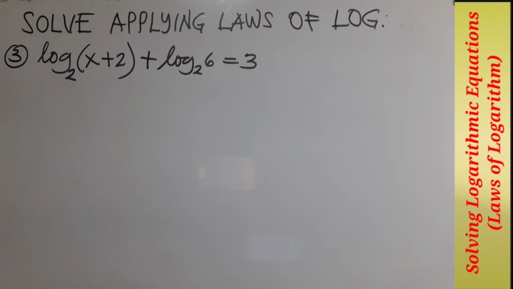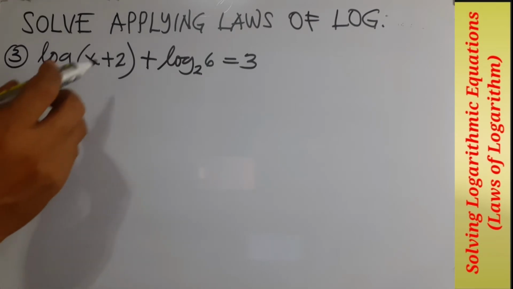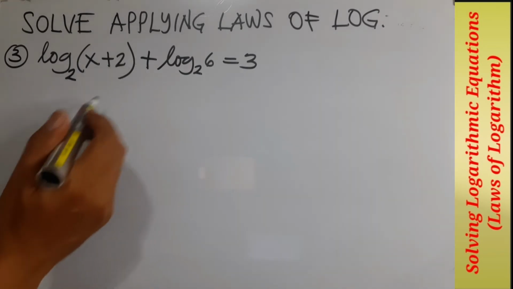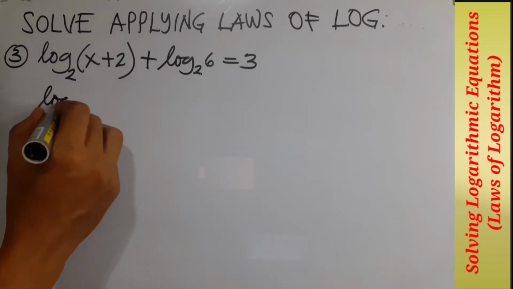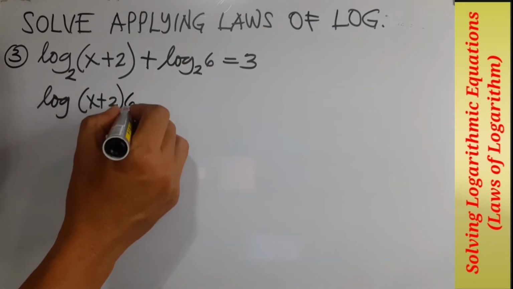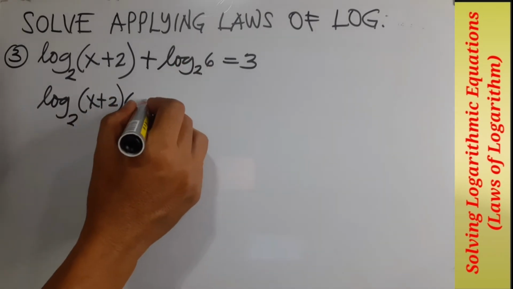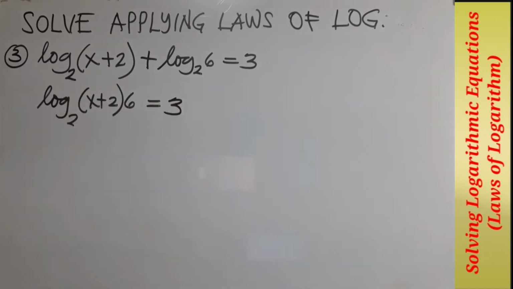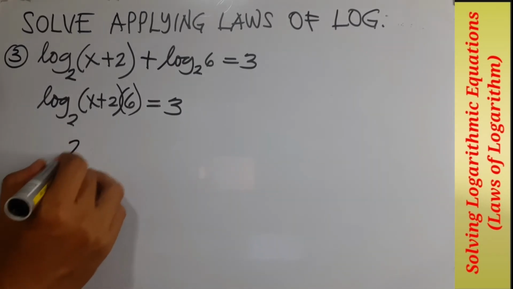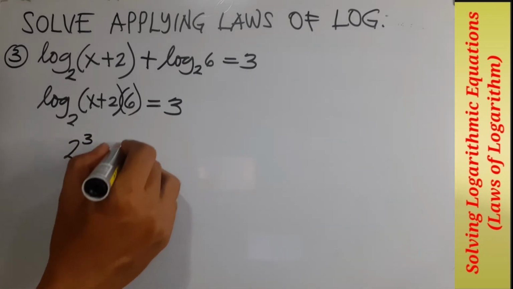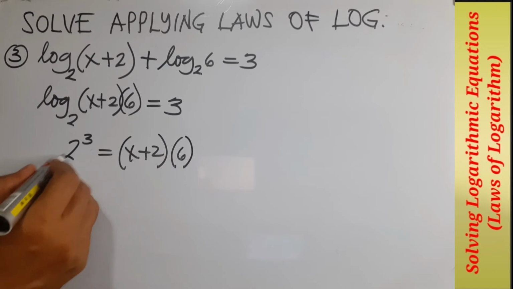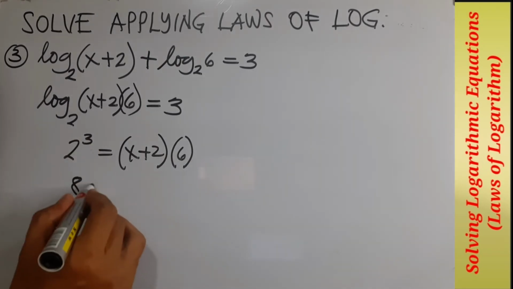Number 3 problem. Log of quantity x plus 2 with base 2 plus log of 6 with base 2 equals 3. Since we have addition, we will apply the product rule. So we have log of x plus 2 multiplied by 6 with base 2 equals 3. So we have 2 cubed. The base is 2, the exponent is 3, is equal to x plus 2 times 6. 2 cubed is equal to 2 times 2 times 2 equals 8.